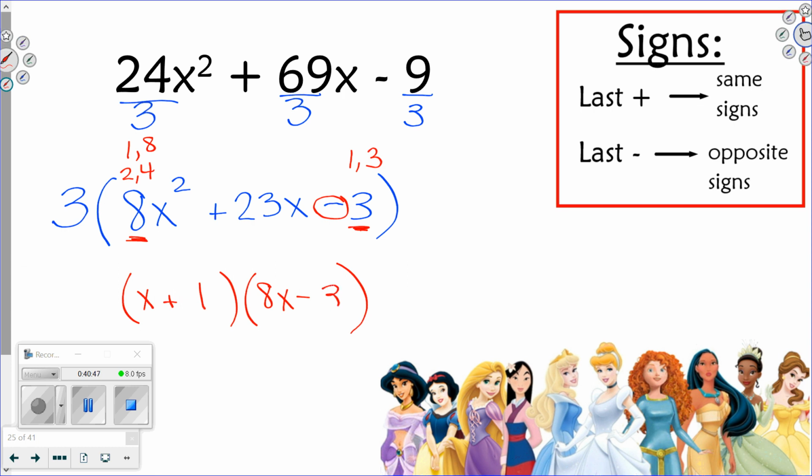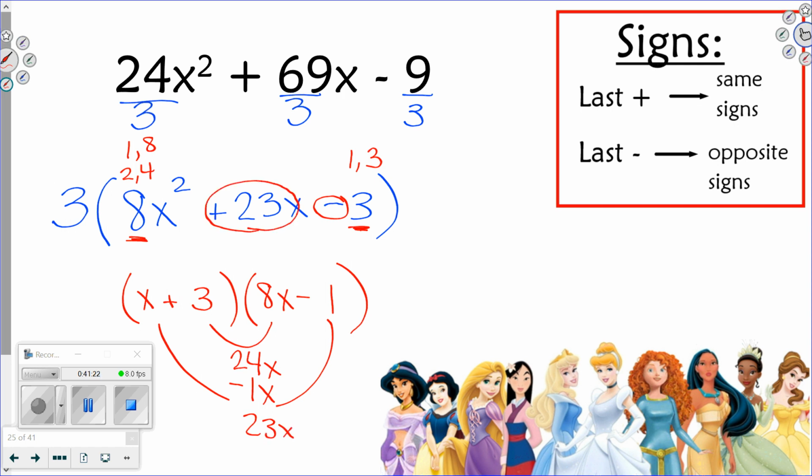Let's check it. 1 and 3. Doesn't take much to check it. Right? Inside would give me 8x minus 3x. That's 5x. That didn't work. My numbers aren't nearly big enough. All right, so what do I need to change? Yeah, let's flip up that 1 and 3. So let's put the 3 and then the 1. Because now when I check it, that gives me 24x minus 1x. That's a positive 23x. That's what I wanted. So it worked.